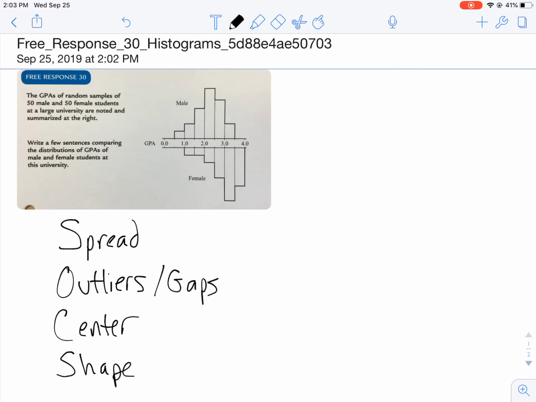Now, the key here is it asks us to compare. So we're not just going to state this looks like this, this looks like that. We want to use comparison words like greater, less than, whatnot. So I'm going to start out with the spread.